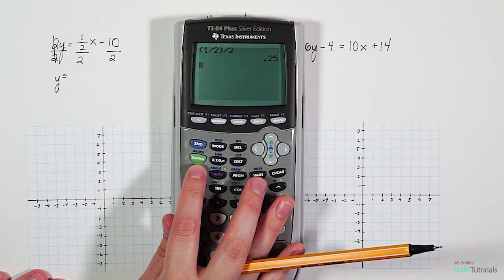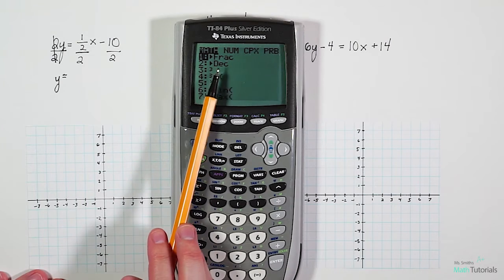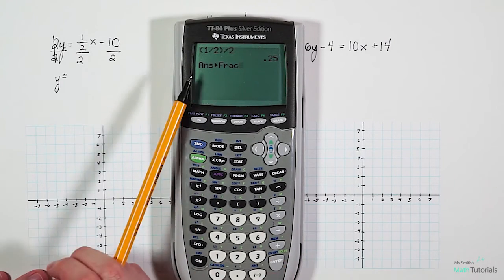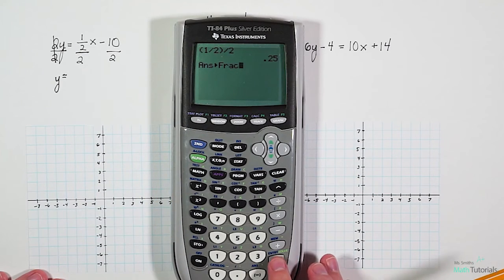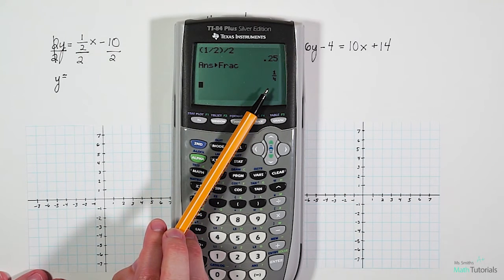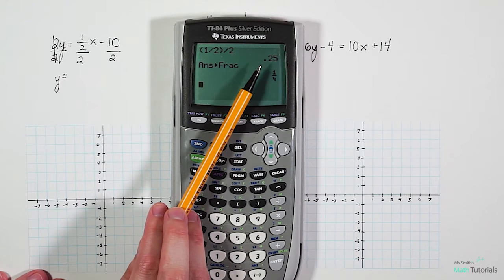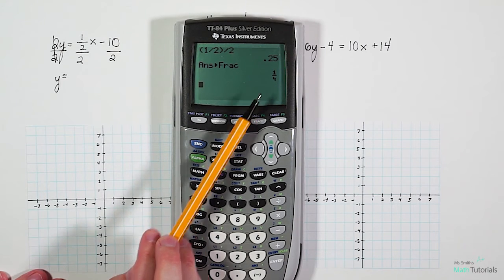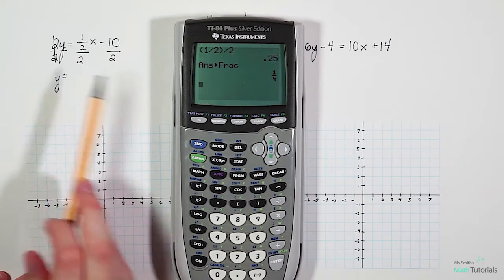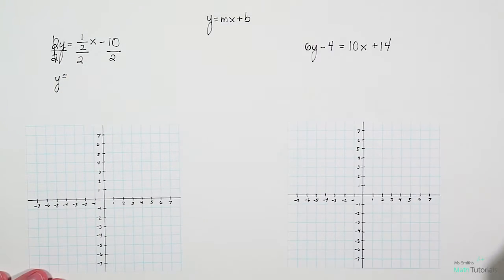If you hit math, the first option says fraction, so we hit enter, and then it's saying, do you want your answer as a fraction? Yep. So we hit enter. So what your calculator has done here is it's taken 0.25 and it has given it to you in fraction form. And what's cool is that it will always reduce the fraction to the lowest reduced form. 1/2 divided by 2 is 1/4.